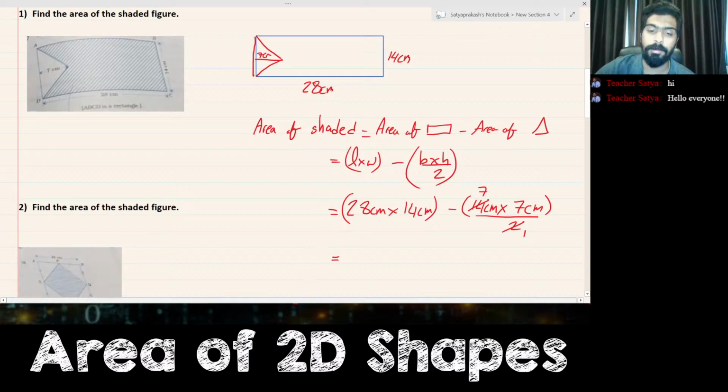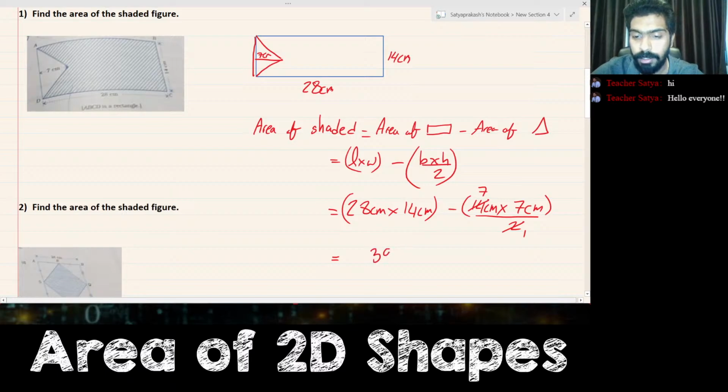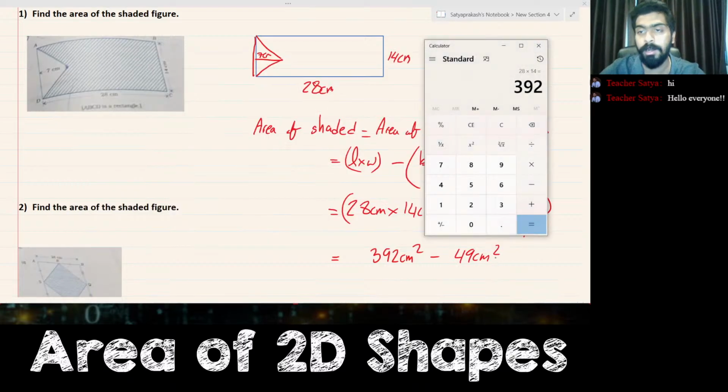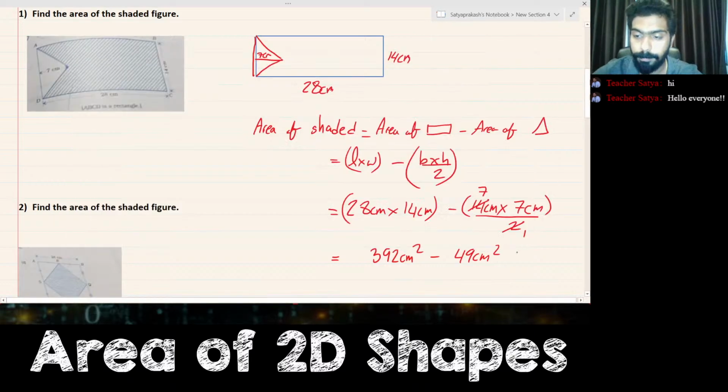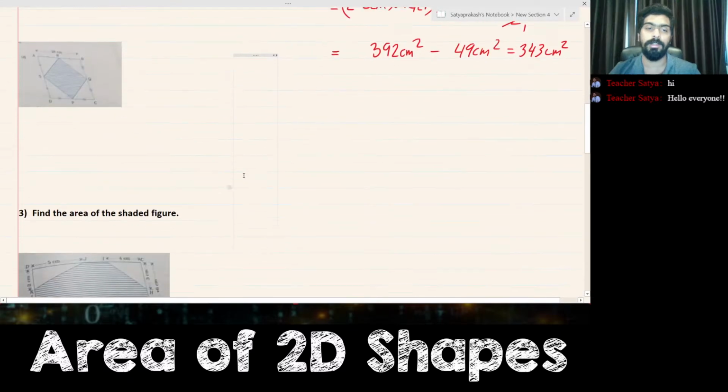Now let's use the help of a calculator to find what is 28 times 14. 28 times 14 is 392. So we have 392 centimeters square minus 7 times 7 is 49 centimeters square, which should give us 343 centimeters square. So the area of shaded part is equal to 343 centimeters square. Alright, guys?